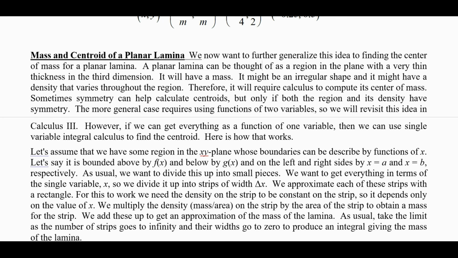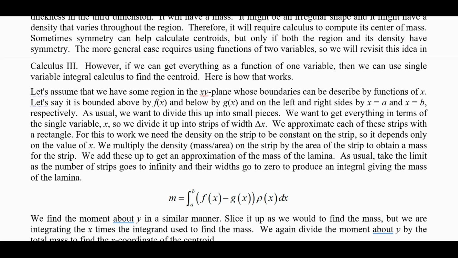The more general case requires use of functions of two variables, so we will revisit this idea in Calculus 3. However, if we can get everything as a function of one variable, say x, then we can use single variable integral calculus to find the centroid. We'll do that now. Here's how this works. Let's assume that we have some region in the xy plane whose boundaries can be described by functions of x. Let's say above it's bounded by f of x and below by g of x, on the left and right by x equals a and x equals b, respectively.